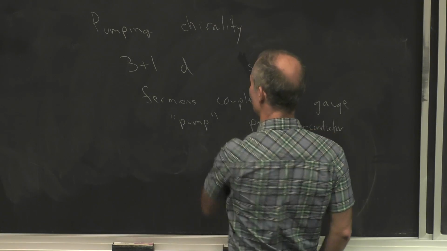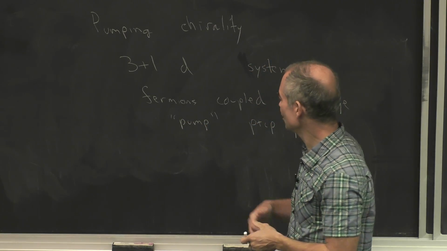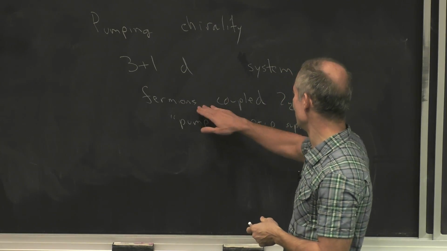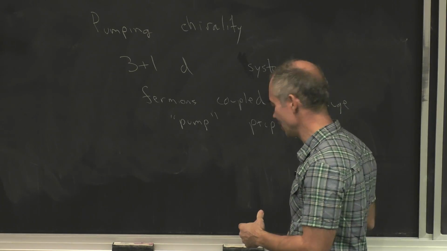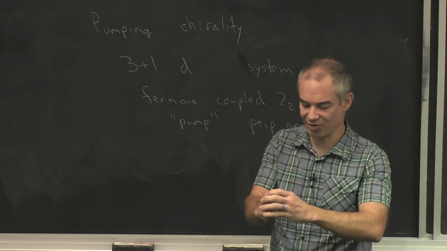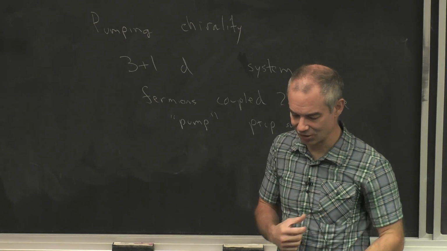Why were we interested in this? Well, because there had been some thinking about a 2+1 dimensional system of fermions coupled to a Z2 gauge field and pumping a Kitaev chain. So a Kitaev chain is a 1-dimensional object. You kind of pump it through a 2-dimensional system. And this actually is related to some of these interesting quantum codes.